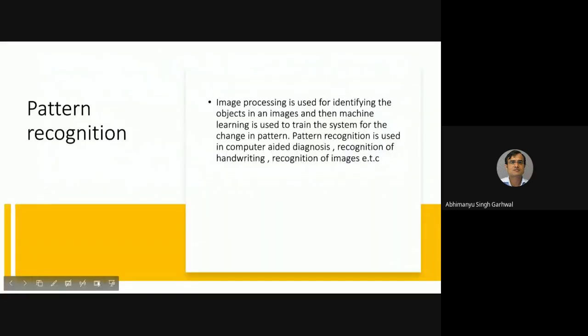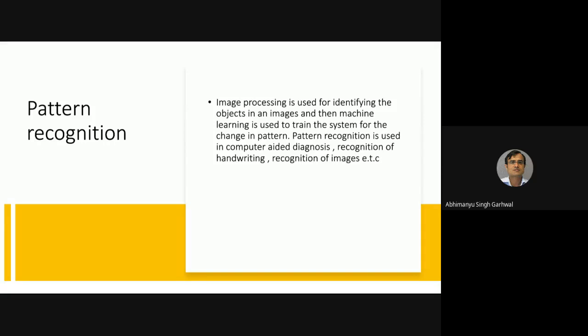Next application of image processing is pattern recognition. In pattern recognition, by using a definite kind of image processing, we can identify the different kinds of objects in the images, like handwriting, or if on an image there is a ball or any obstacle, something like that. So we have to look for that pattern, and we can train the system or model to identify the pattern, and then on the basis of that pattern, that model will predict this is a ball, or this is a tennis ball, or this is a cricket ball, something like that.